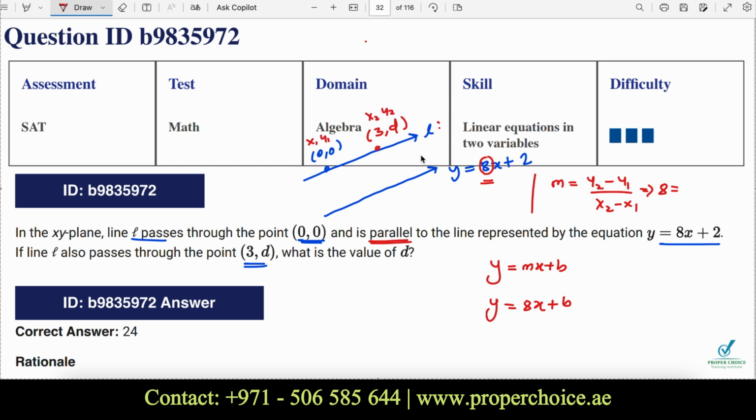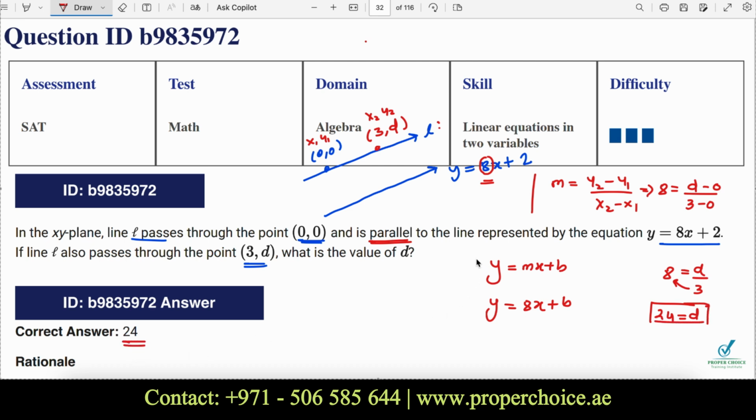By the way, the slope of a line passing through the origin is simply y by x. So in that case, d minus 0 divided by x2 value, which is 3 minus 0, gives us 8 equal to d divided by 3. Now to simplify it, cross multiply: 8 multiplied by 3 is 24, which is equal to d. That is, the value of d in this equation is 24.